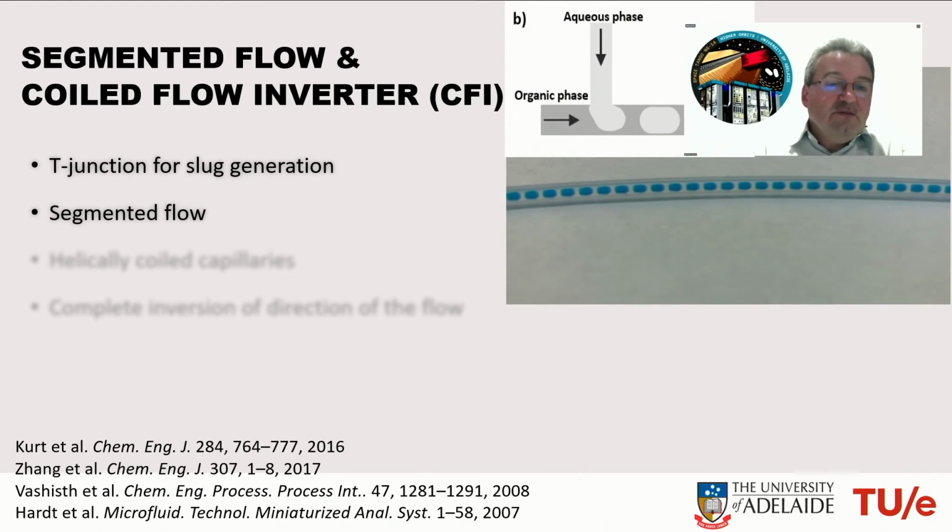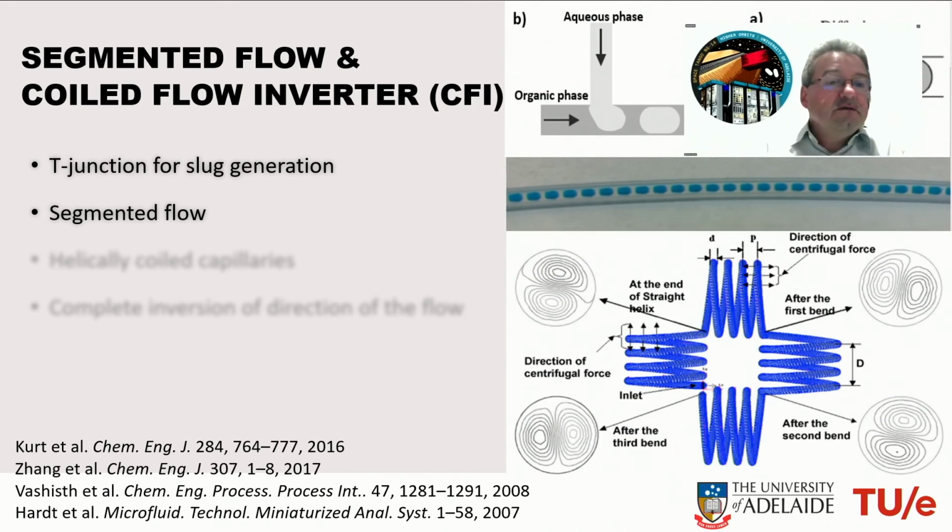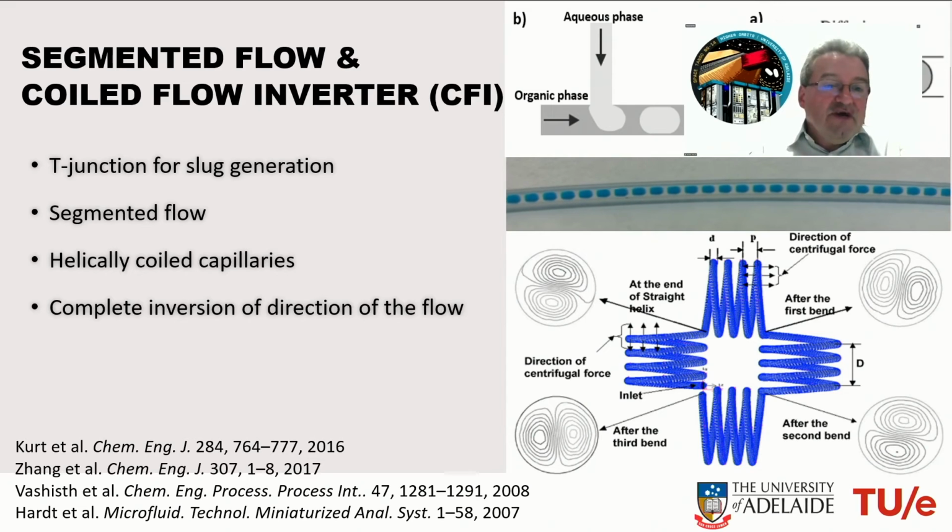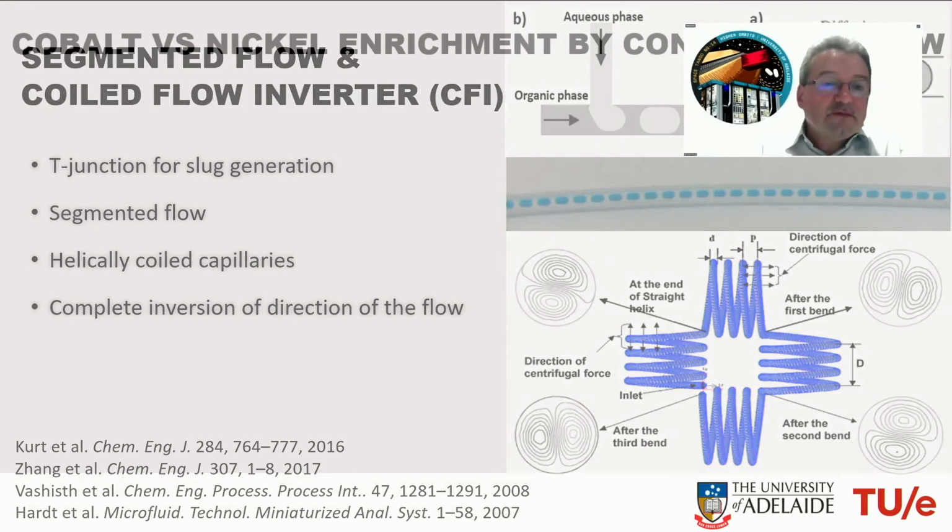We use here segmented flow. You see the blue segments in a white matrix. And let me go on. We use a particularly intensified solution of the segmented flow, which is the so-called coiled flow inverter. You see we have coiled sections, four, and we invert the flow. That gives a very effective extraction.